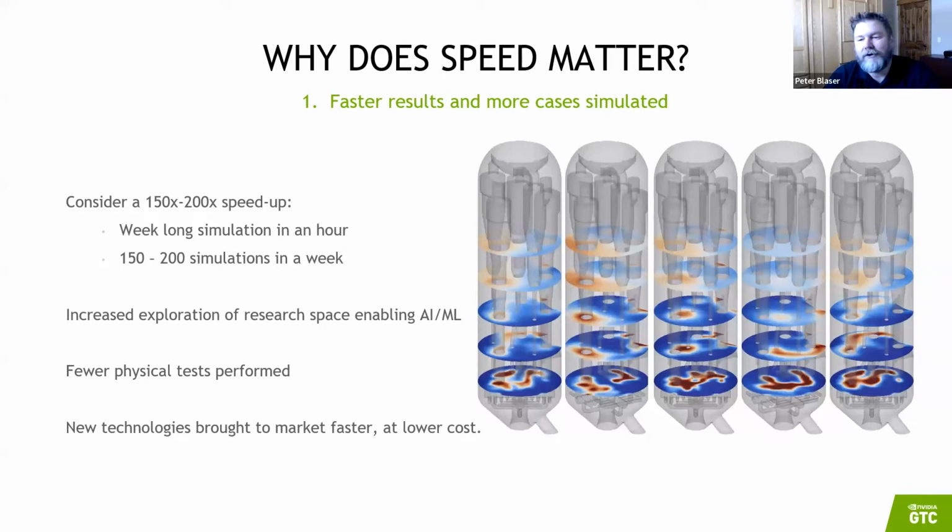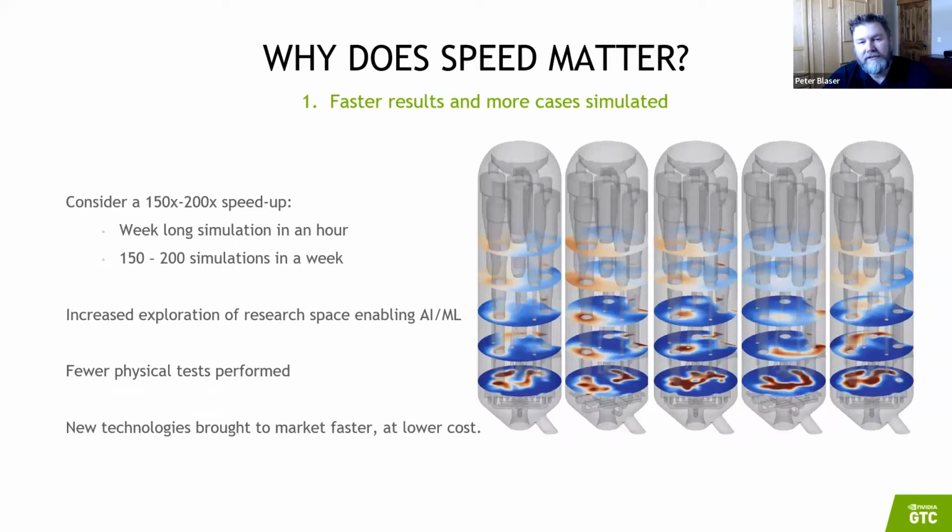So consider a more modest speed up, 150 to 200 times. So what does that mean? It means a week-long simulation done in an hour, or flip that on its head, 150 to 200 simulations could be done in a week. And what this means is the ability to broadly explore a design space or an operational space is hugely expanded, making things like machine learning on exploring that space much more possible than before.